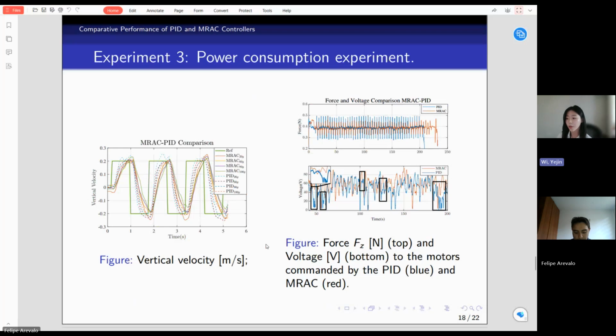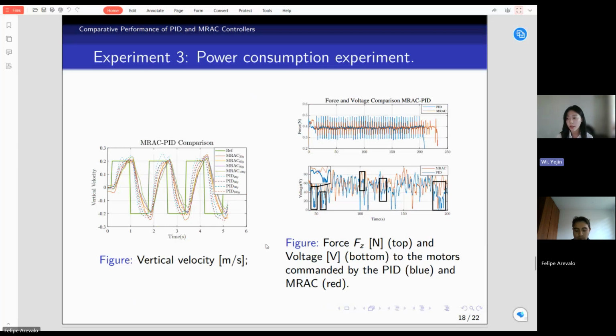In the third experiment, the power consumption of both controllers was verified by injecting the same reference signal until either the PID or MRAC controller failed. In the figure on the right, the PID controller, which is the blue line, failed earlier than the MRAC controller, which is the red line. This observation has been validated through voltage consumption.